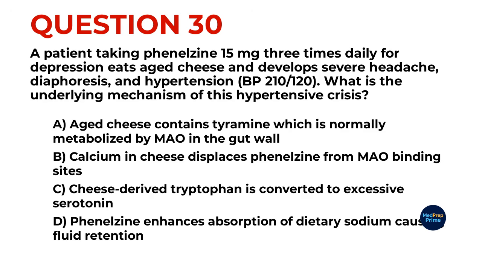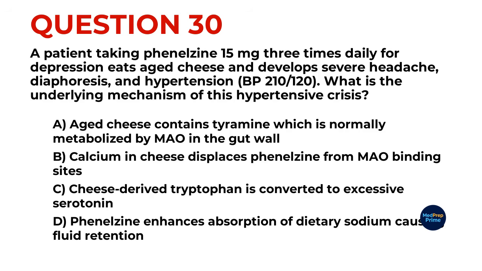A patient taking phenelzine, 15 mg 3 times daily for depression, eats aged cheese and develops severe headache, diaphoresis, and hypertension. BP 210/120. What is the underlying mechanism of this hypertensive crisis?